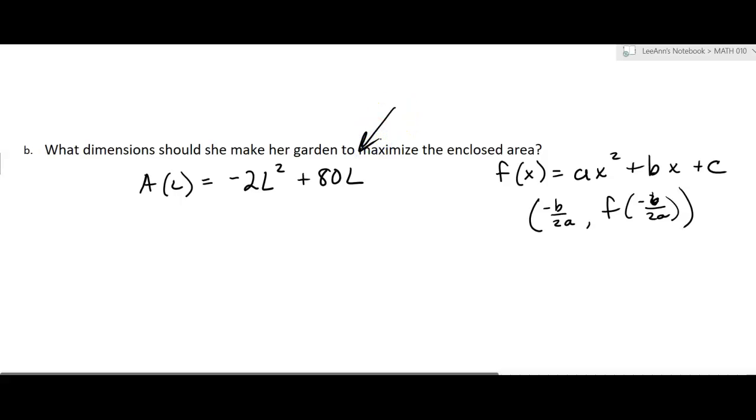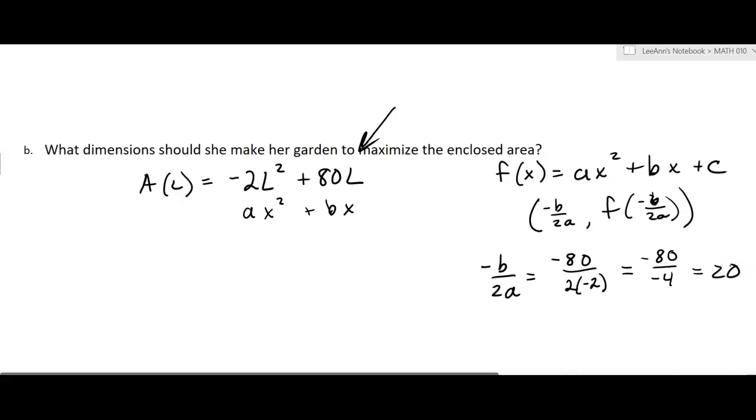Okay, so I don't have a c. There's no c here. This is my a, this is like my x, this is like bx, but there's no c. C is 0, which doesn't really matter for this problem. But just in case you were wondering where that c is, c is equal to 0. So for my vertex formula, negative b over 2a, that's going to be negative 80 over 2 times negative 2, which is negative 80 over negative 4, which is going to be 20. So that tells me that my L is 20.